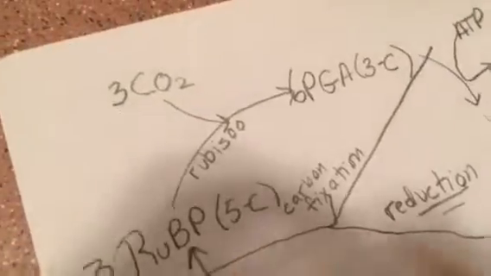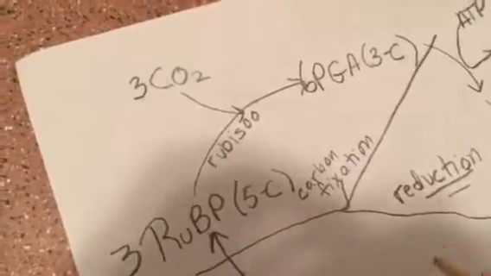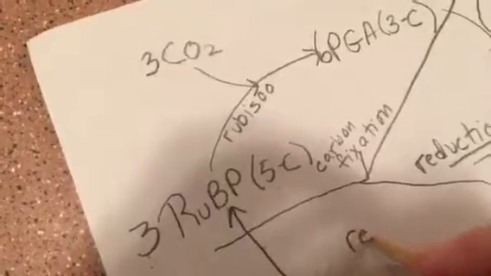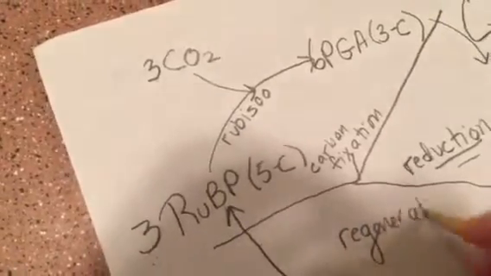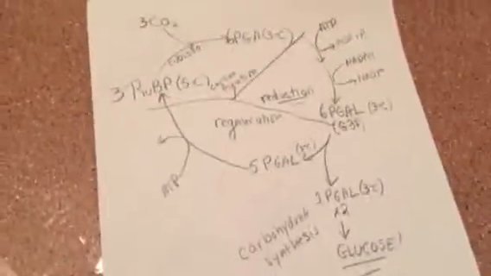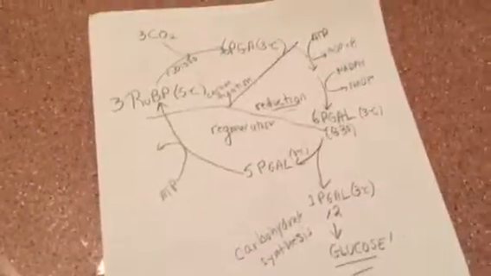This part from here to here, where we're taking the PGAL and converting it to more RuBP so it can continue, is called regeneration. And where you get 2 PGALs making glucose right here is called carbohydrate synthesis, which makes sense. Carbohydrate synthesis. So there is the Calvin cycle.